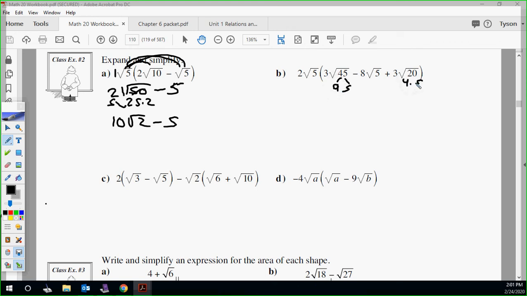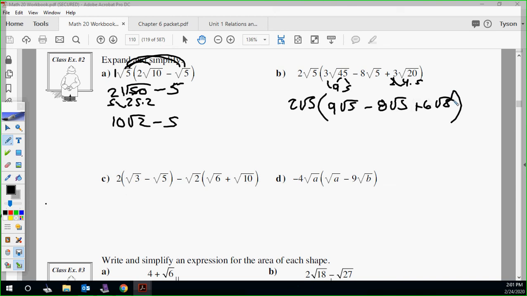And so what that's going to change this to is 2 root 5 times the 3 comes out. So it's 9 root 5. We'll keep that 8 root 5. And then this comes out 2 root 5. So 2 times 3. And see what actually happens. It even gets easier. Sorry, pen's kind of jamming today.